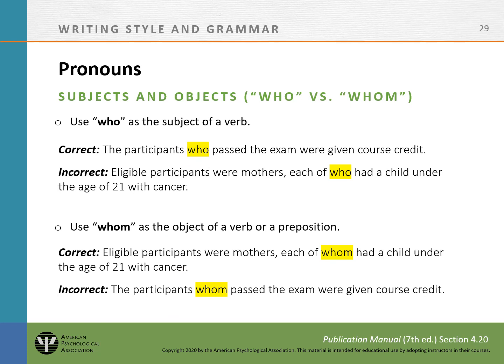A way to determine whether a pronoun is the subject or object of a verb is turning the subordinate clause around and substituting a personal pronoun. If you can substitute he, she, or they, then who is correct. If you can substitute him, her, or them, then whom is correct. Use who as the subject of a verb, and use whom as the object of a verb or a preposition.